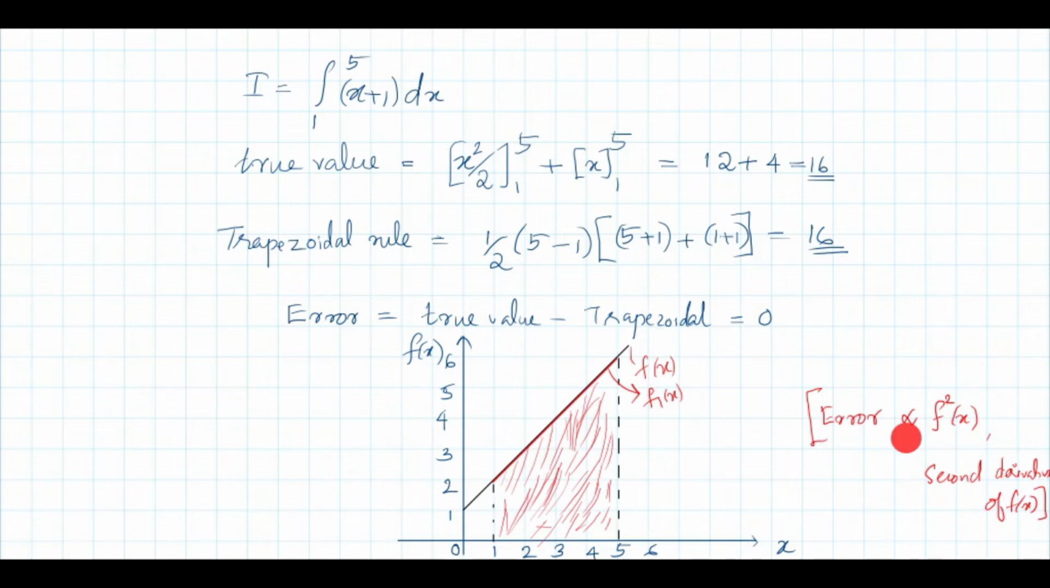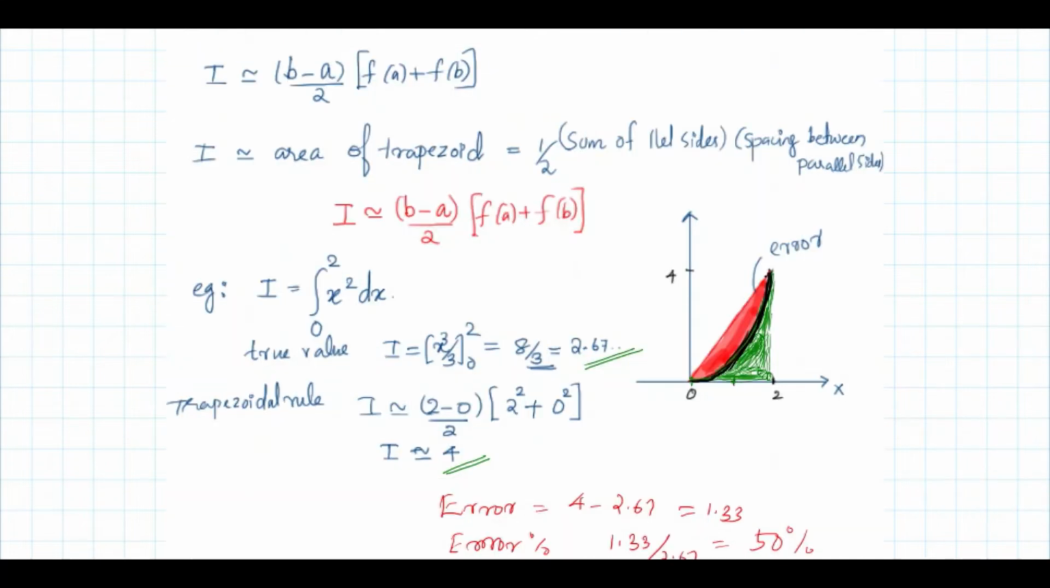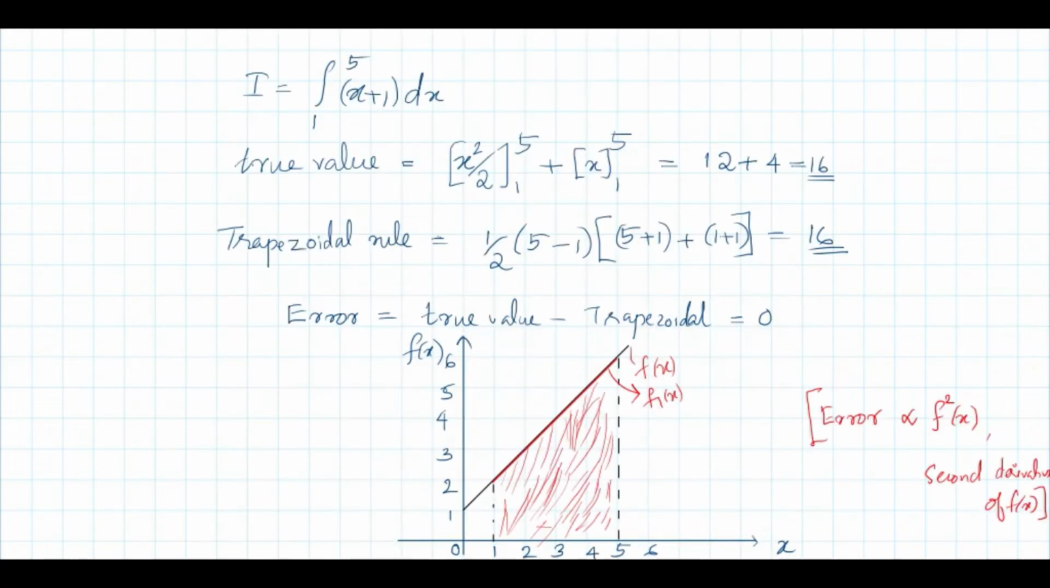In the numerical method and in the analytic method you will get the same result if your function is a linear one. And we can show that the error in the trapezoidal rule is proportional to the second derivative of the given function. If the function is linear, the second derivative will be 0 and error will be 0. If the function is quadratic, there will be some error, as you saw in this example. But if the function is linear, there will not be any error.